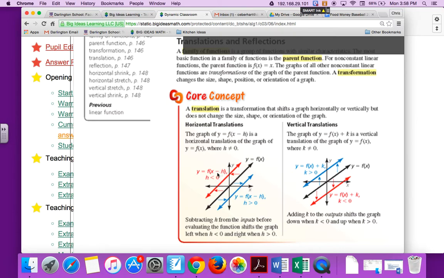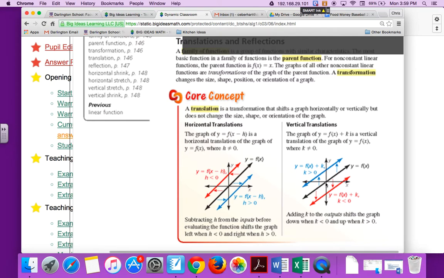So if it was f of x minus negative 2, we end up moving 2 to the left. Whereas if it's a positive h, the blue one, say it's 3, so it'd be x minus 3 here, it'd be moving right 3. So to summarize, horizontal translations involve moving left or right. If h is positive, we're moving to the right, whereas if h is negative, we're moving to the left. That's why I put the double negative there.